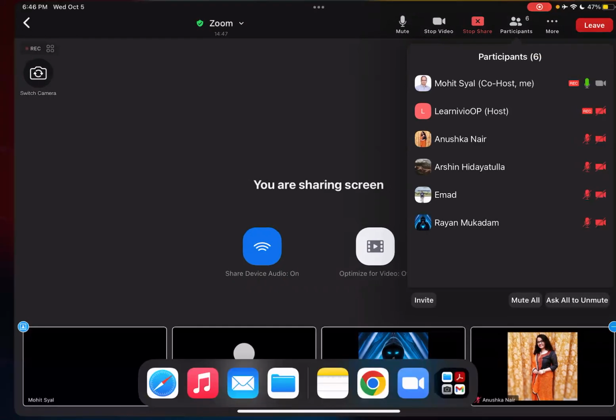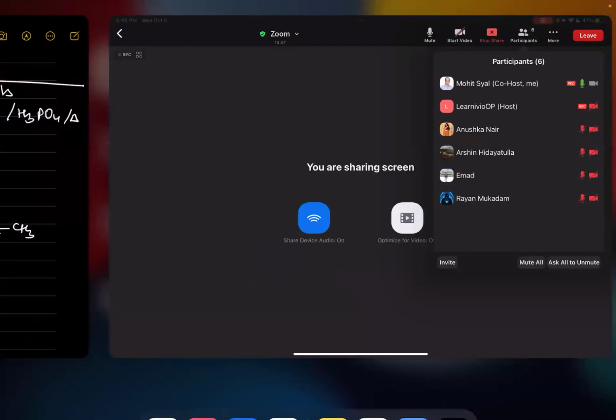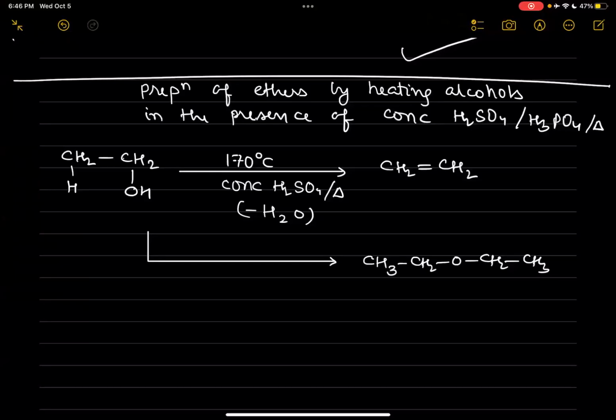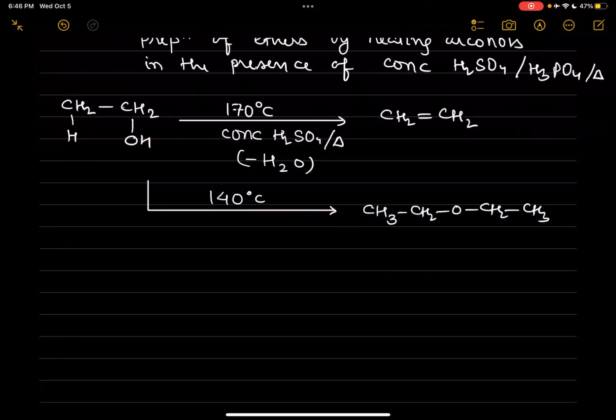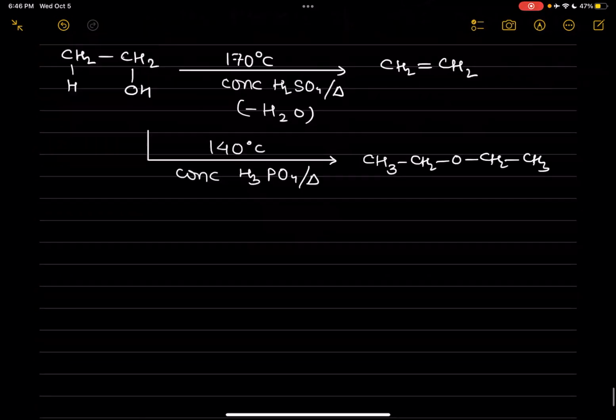Yes, sir. How is the ether going to form? So by heating at 140 degrees Celsius, a double bond will not form. You will end up with an ether. How has this happened?